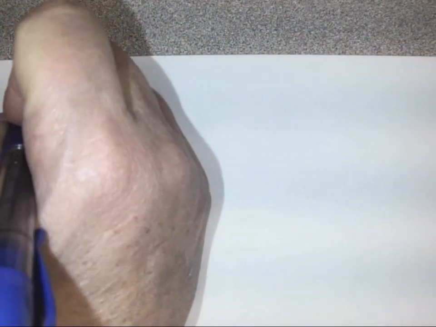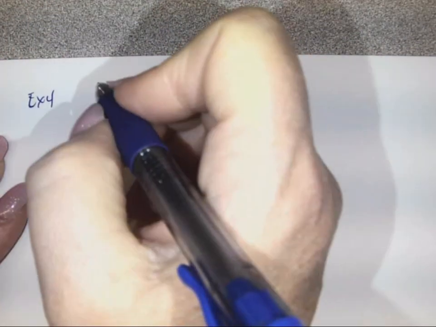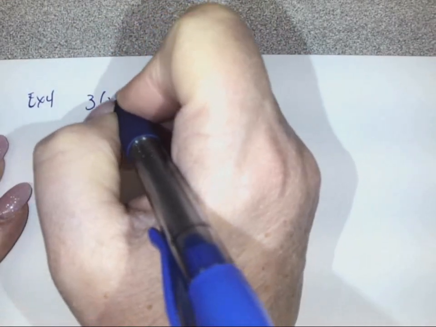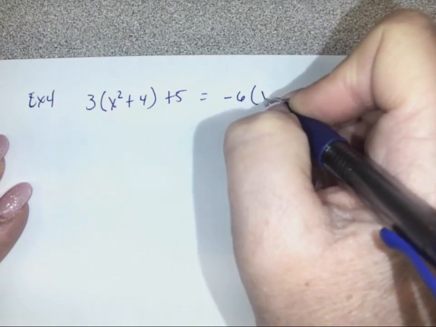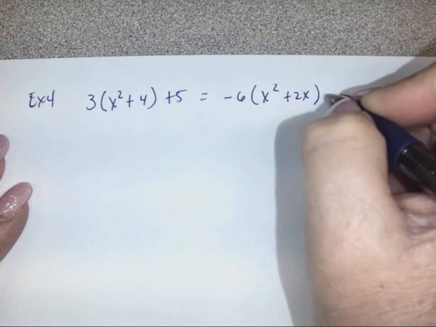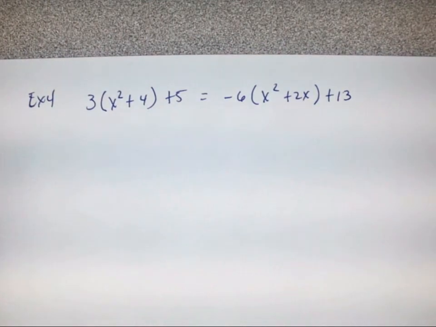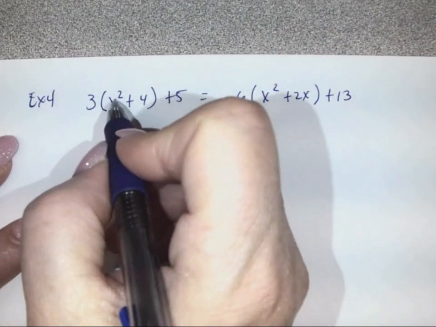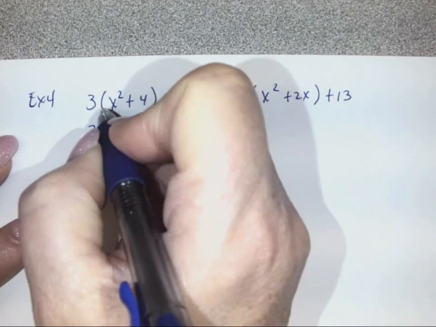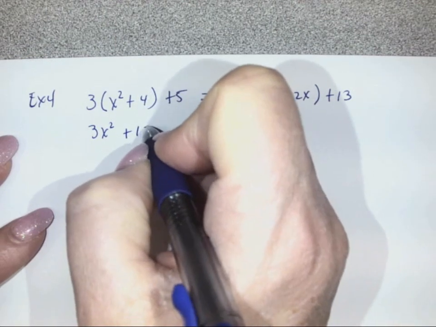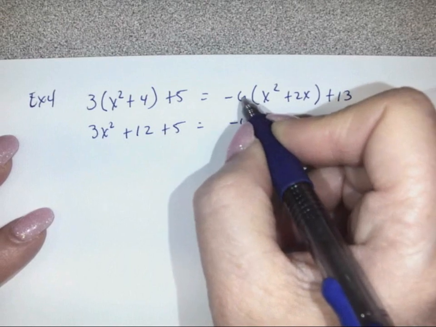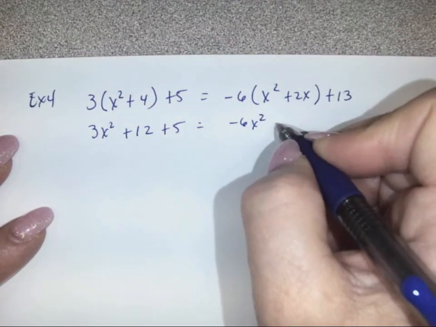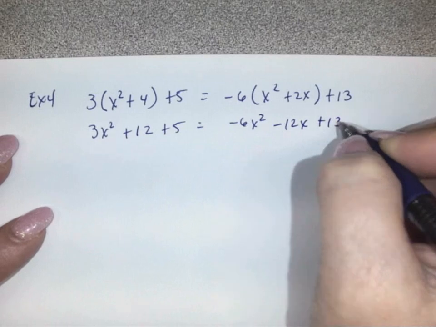Let's look at example 4. So on example 4, we have 3 times x squared plus 4 plus 5 is equal to negative 6 times x squared plus 2x plus 13. So we have a little bit of distribution we have to do here. So 3 times x squared will get us 3x squared. 3 times 4 is plus 12 plus our 5. Negative 6x squared, negative 6 times 2x will get us negative 12x plus our 13.